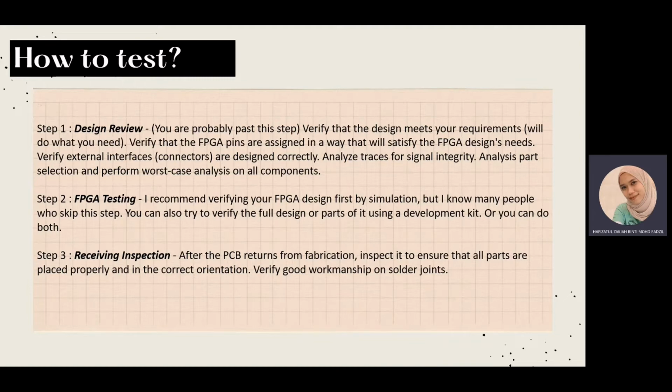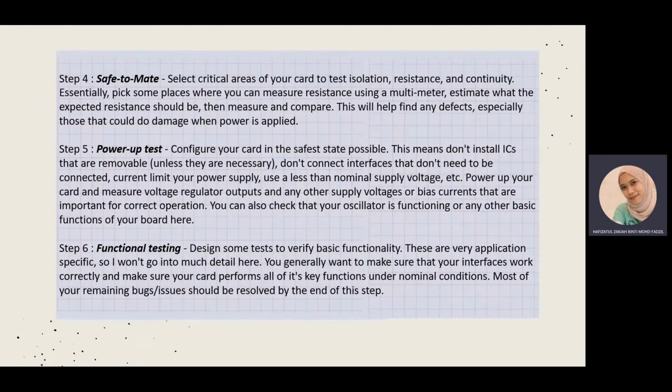Step 3. Receiving inspection. After the PCB returns from fabrication, inspect it to ensure that all parts are placed properly and in the correct orientation. Verify good workmanship on solder joints. Step 4. Safe to make.